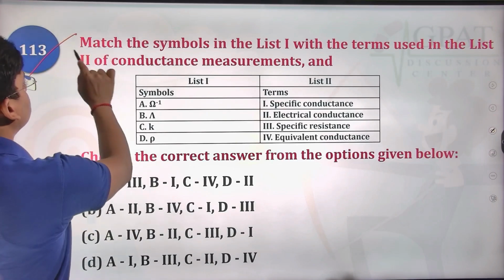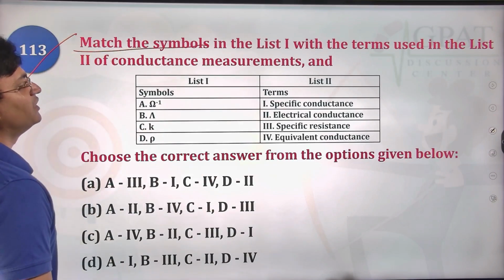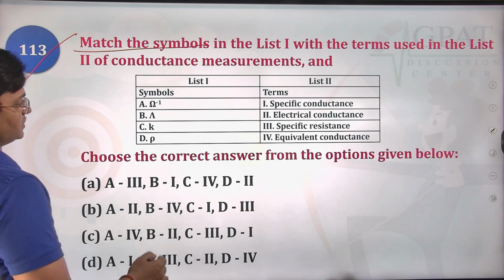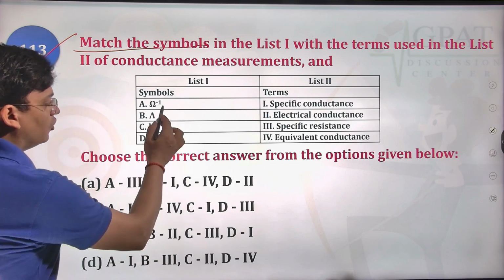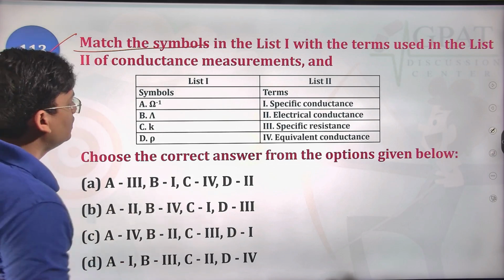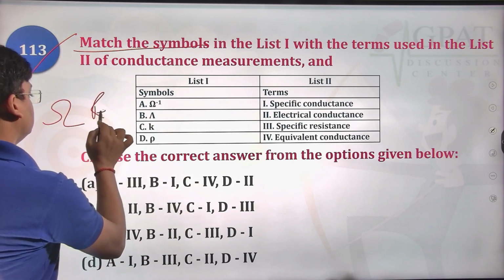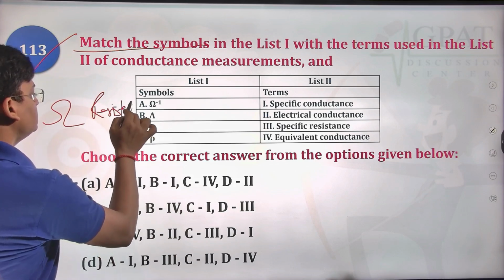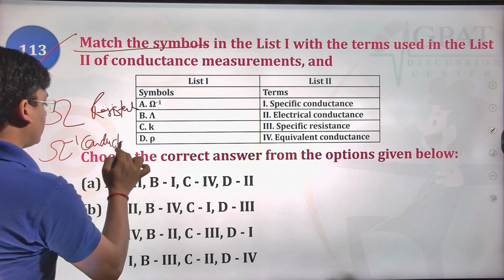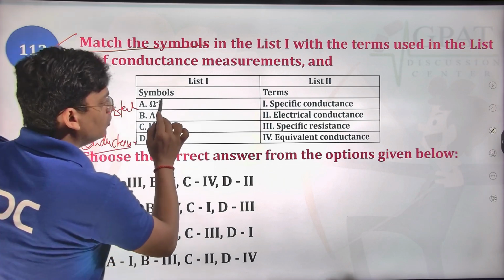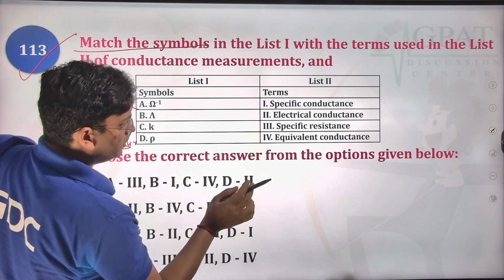Next we have our question: match the symbols in list 1 with the terms used in list 2 of the conductance measurements. For symbols, we have ohm inverse, that is conductance. This is resistance, while ohm inverse will be conductance. So this will be conductance.